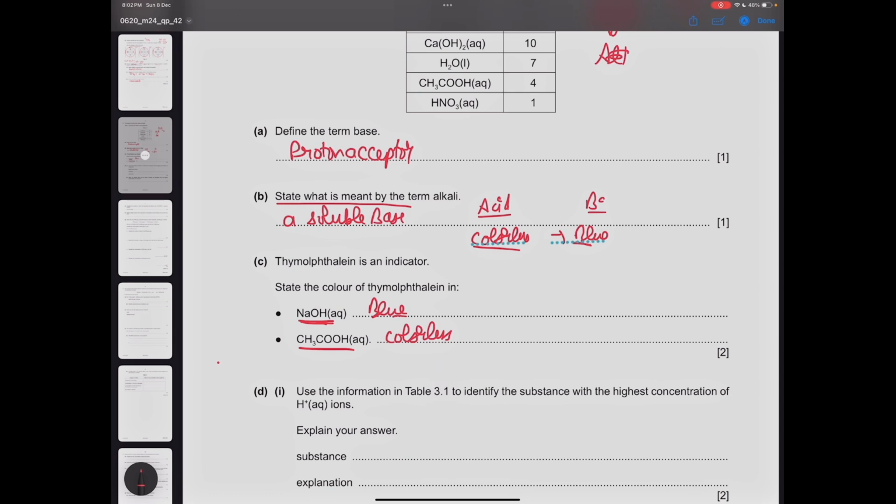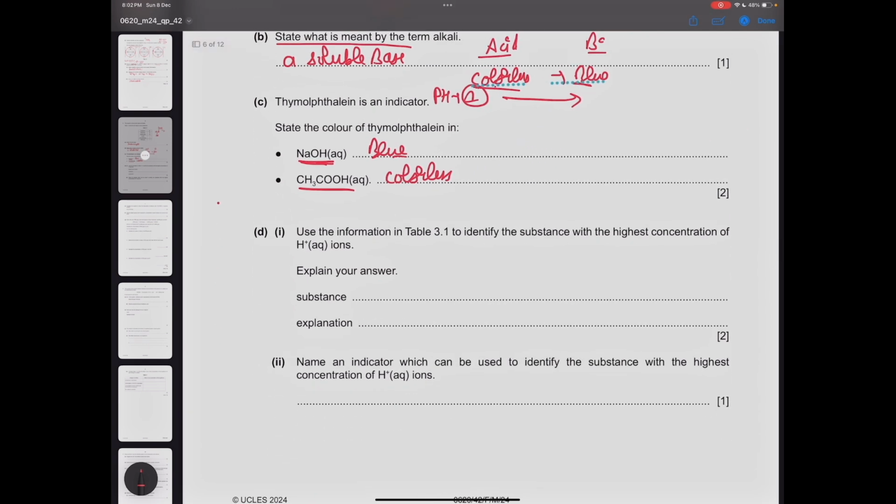Alright, try to remember it like this. pH goes from bottom to top, right? Bottom there is always acid. Lower pH is always acid. So colorless is acid and base is blue. Or remember BB, your favorite word, right?